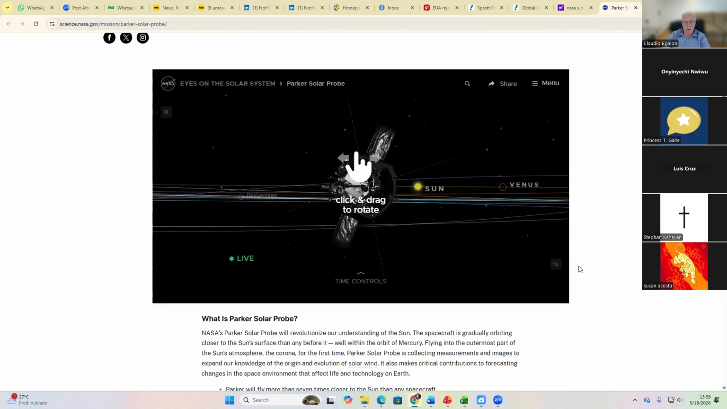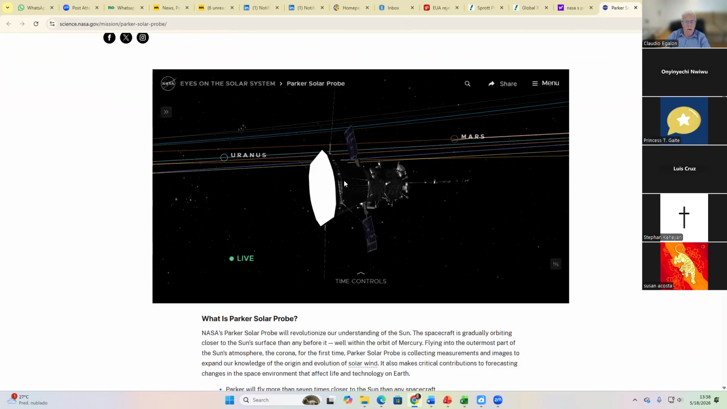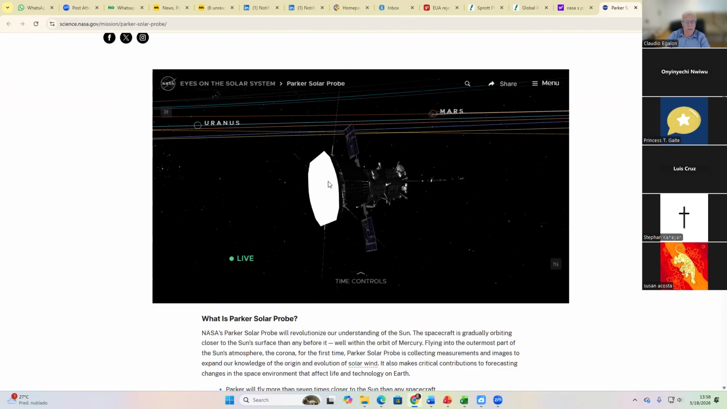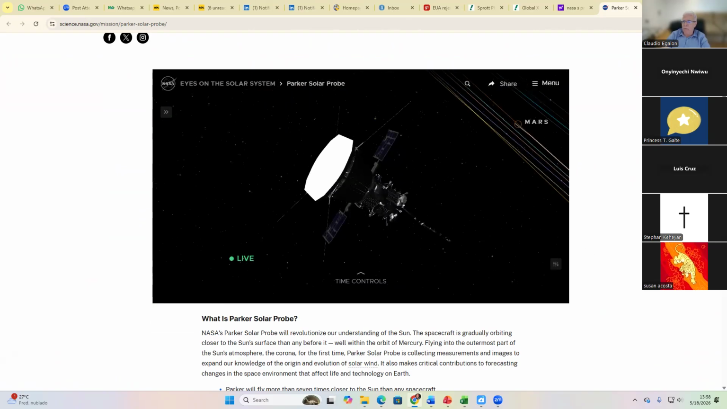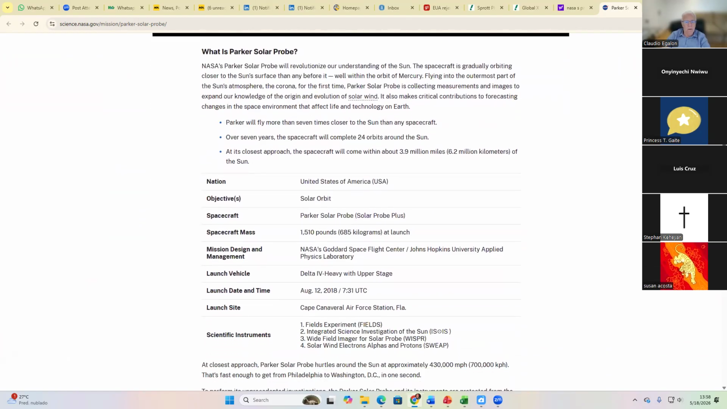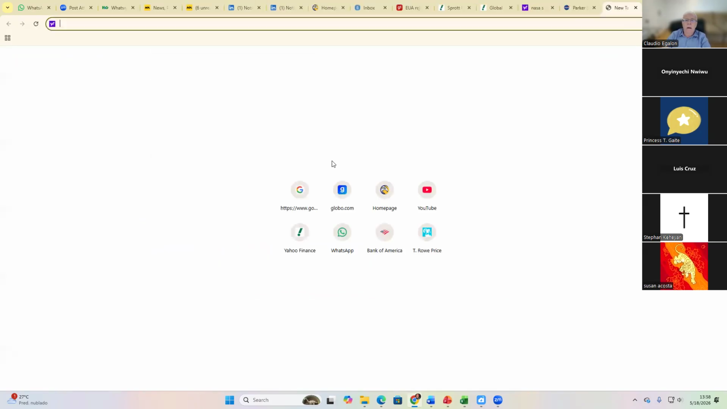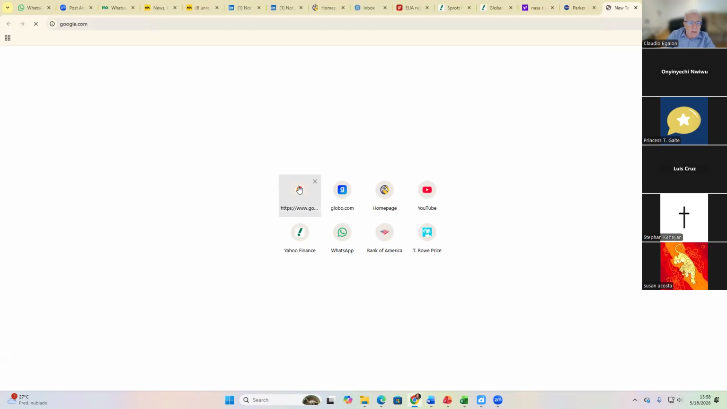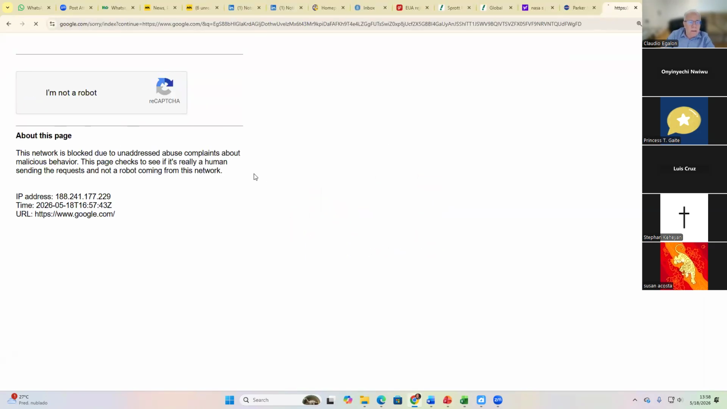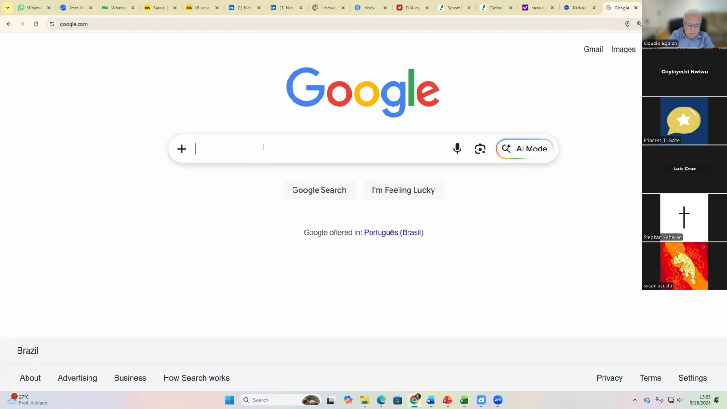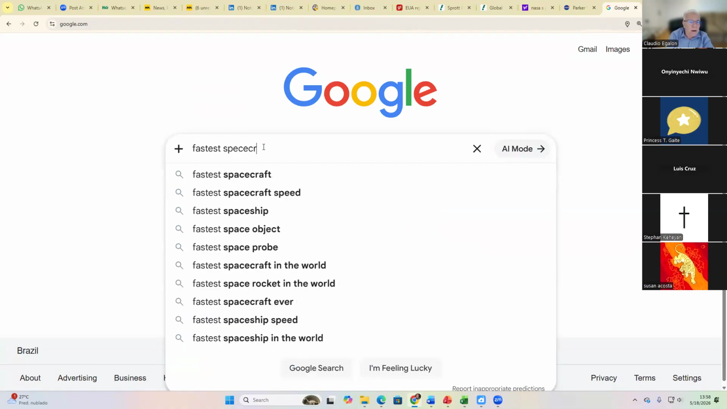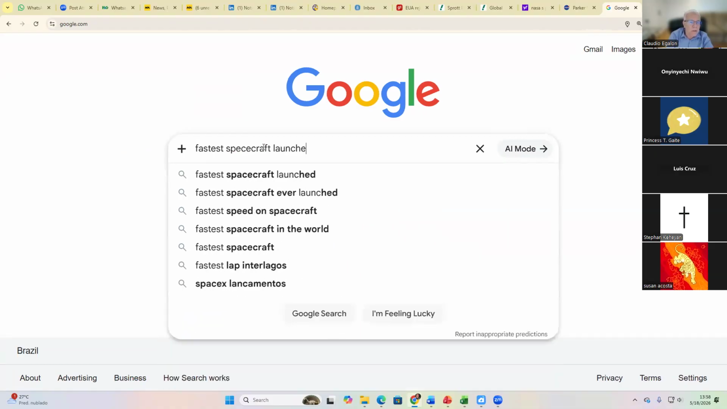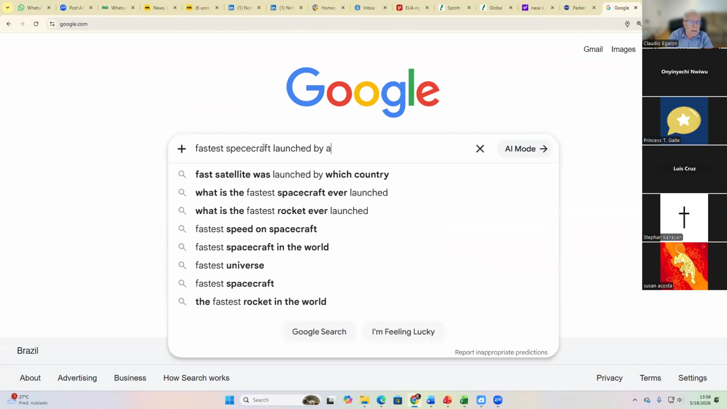Let's take a look here. Okay, this is the spacecraft. Fastest spacecraft launched by mankind.